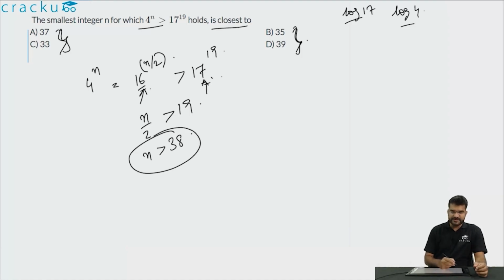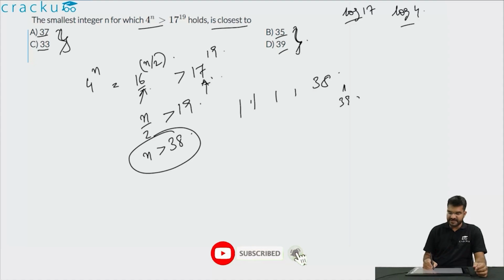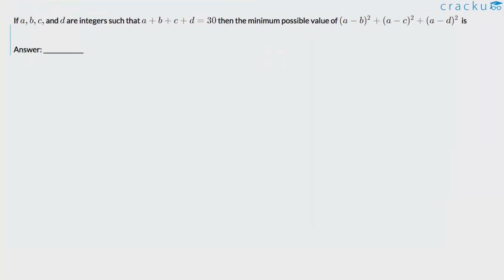So now if you look at the options, you have 33, 37, 35 and 39. You know that there is 38 here and all the other options are to the left of 38. There is only one option, which is 39, which is greater than 38. So of all the 4 options, the option which will be closest to n will be 39. So the answer in this case is 39. We know for sure that n is greater than 38, and so the only option which is closest to it is 39.